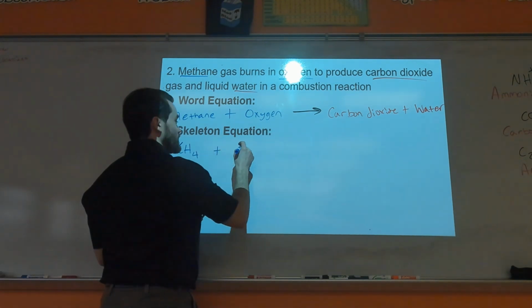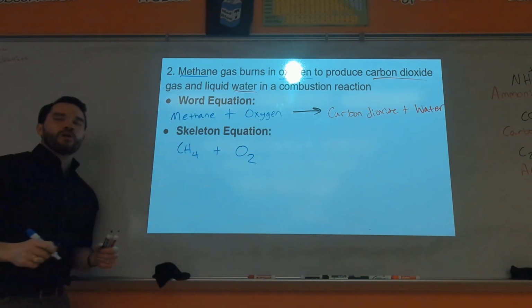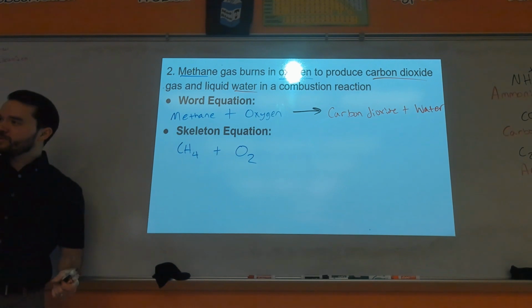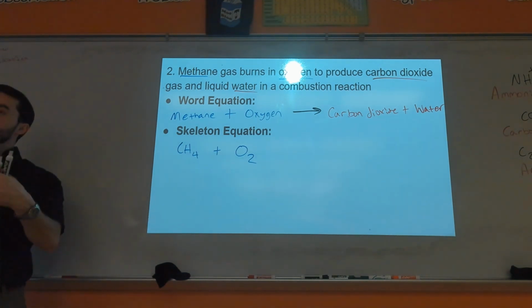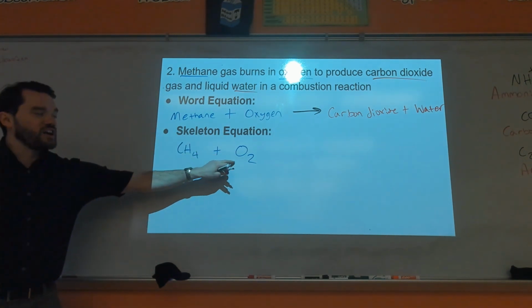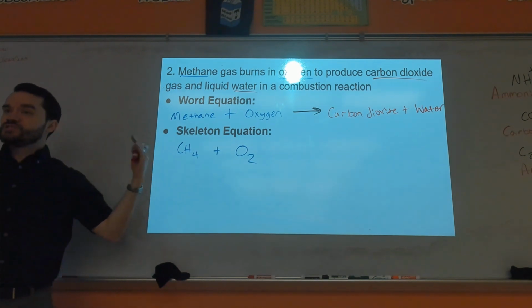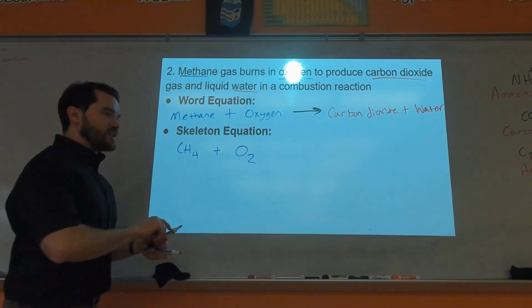O2, right? Have no fear of ice cold beer. I have no brighter, clever friends. Your diatomic elements. That's why you had to memorize the diatomic ones. Oxygen exists diatomically with 2. Okay, then you get your yield arrow.